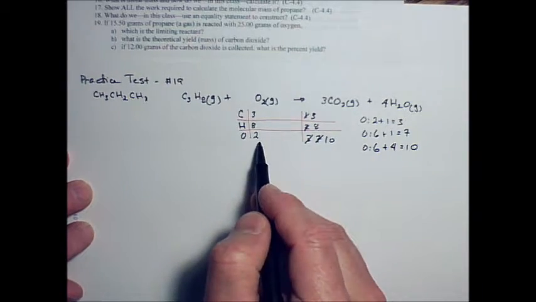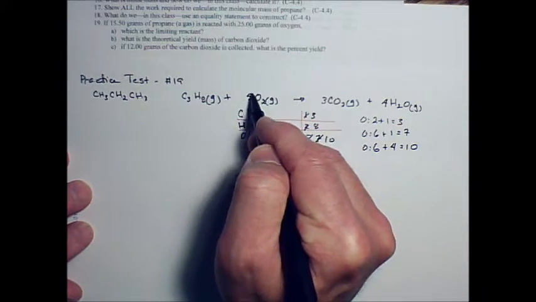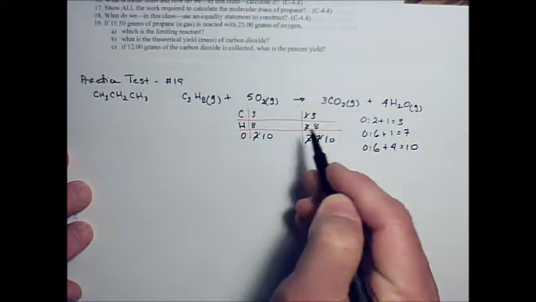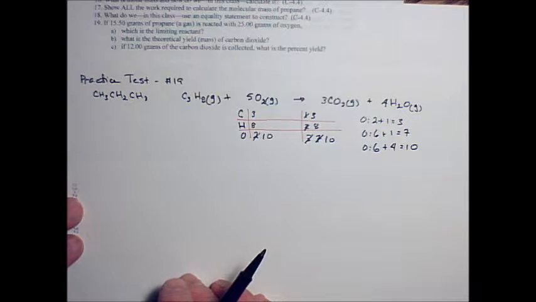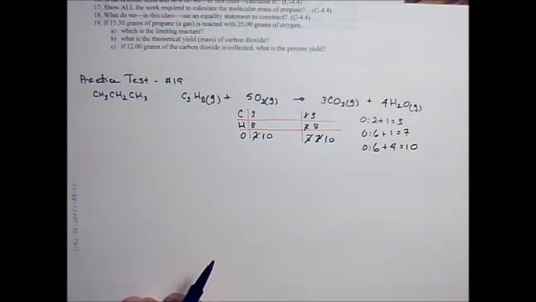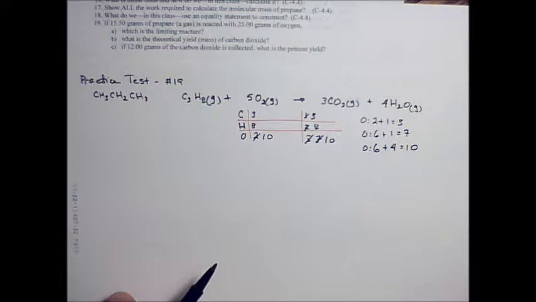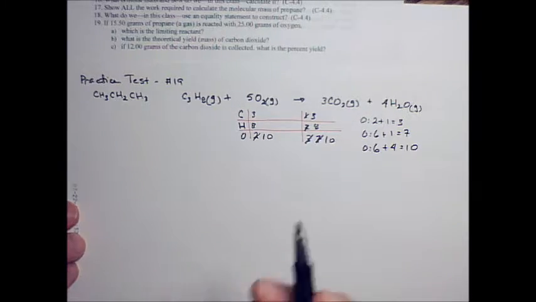And then to get 10 oxygens on the left, I'll put a 5 here, and 5 times 2 gives me 10 oxygens, and the equation is balanced. So that has to be done in order to do stoichiometry. Stoichiometry is any time you go from one chemical species to another. You've got to do stoichiometry.